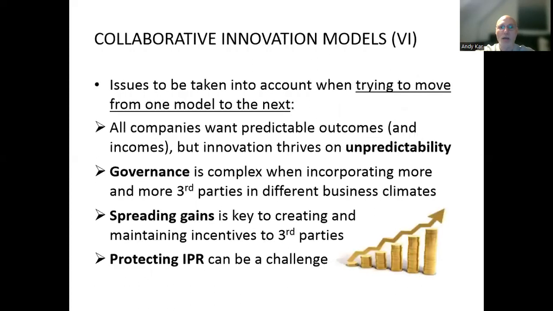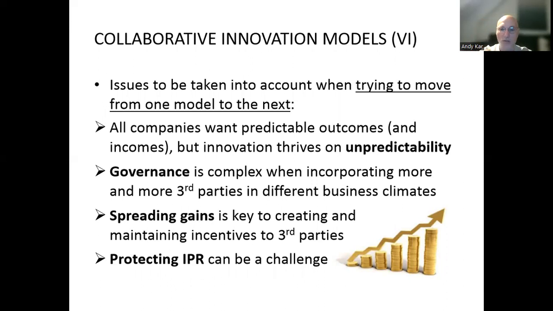Issues to be taken into account when trying to move from one model to the next: first, all companies want predictable outcomes and incomes, but innovation thrives on unpredictability. We want to predict the future in order to know where we're moving to, but on the other hand, if we predict the future, then innovation starts to decline, because innovation has to do exactly with unpredictability. We try to understand what's going on in the market, which are our customers' needs, and we try to fulfill these needs.